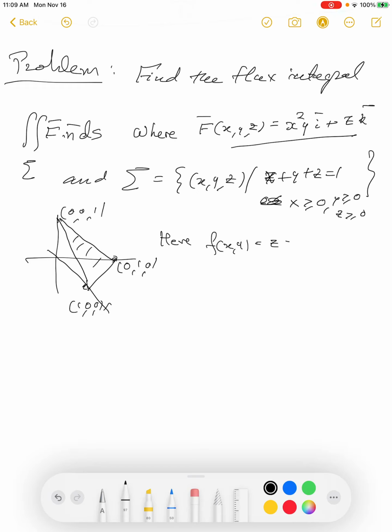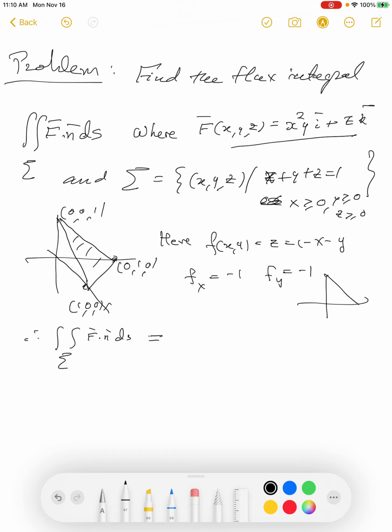So here little f of xy, which is z, is 1 minus x minus y. So fx is minus 1, fy is minus 1. Therefore, the flux integral F bar dot n bar dS over sigma is going to be, now I have to draw a picture of D. This is my D, this line will be x plus y equal to 1. So this will be double integral on this D of the function F bar dot product with minus fx, minus fy, comma 1 dA.